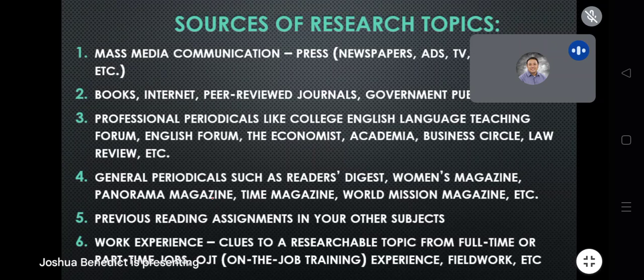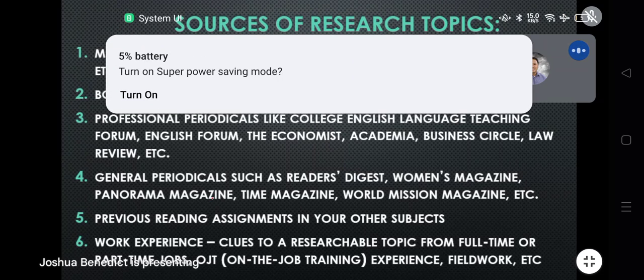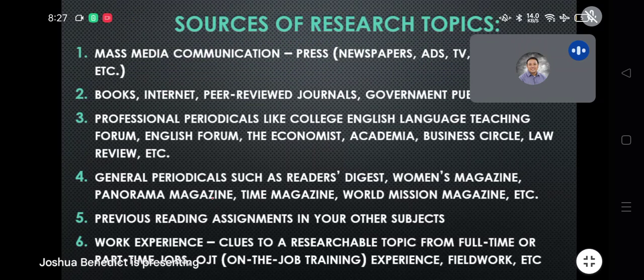Then, you have your books, internet, peer-reviewed journals, and government publications. These sources of topics are essential, especially since these websites are helpful. In your EAPP, you most likely have discussed credible sources of information such as websites ending in .org, .edu, .gov, because these are professional websites. The government will not post fake news, right?